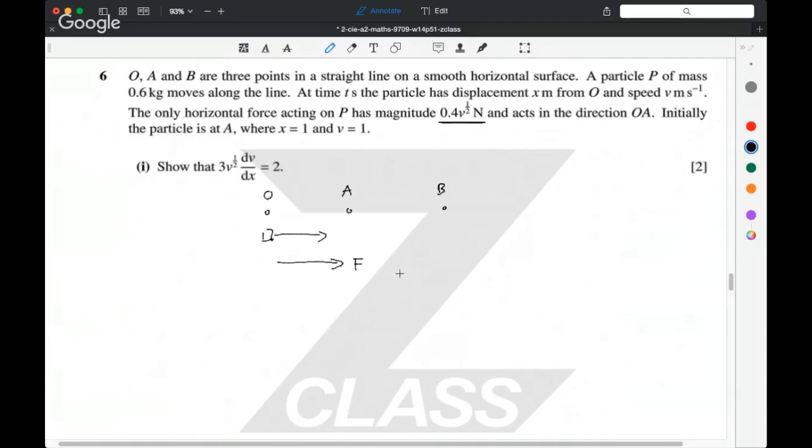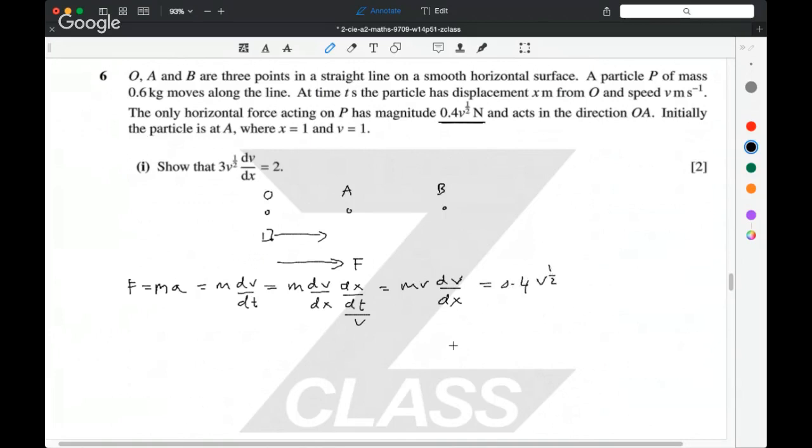We're told that this F has the value 0.4 times v to the 1/2, so it depends on the velocity. So what is F? Well, F is ma, which is m dv/dt, and we can use the chain rule. So this is m dv/dx times dx/dt. Well, dx/dt is just v, right? So this is mv dv/dx, and we know that the force is equal to 0.4 v to the 1/2.